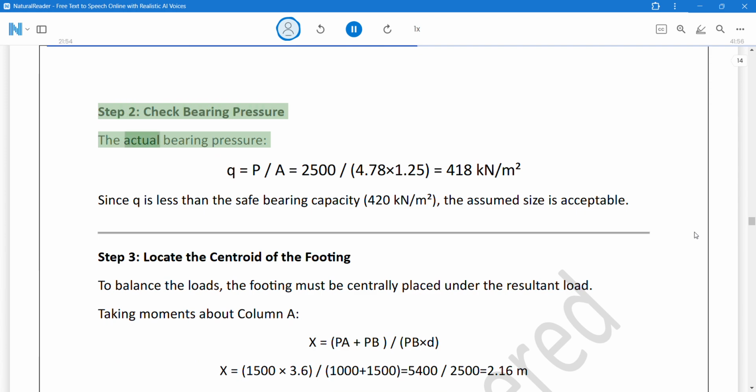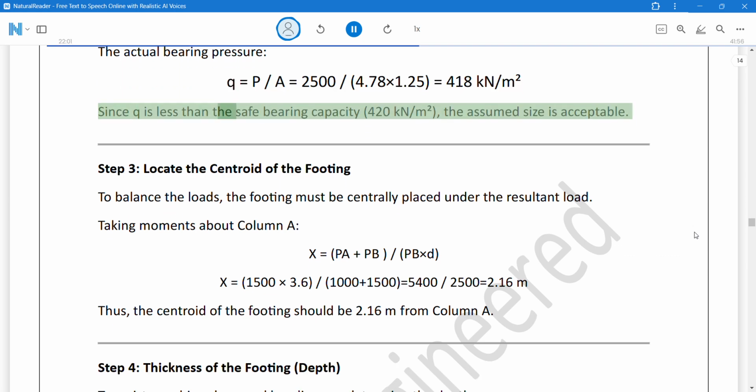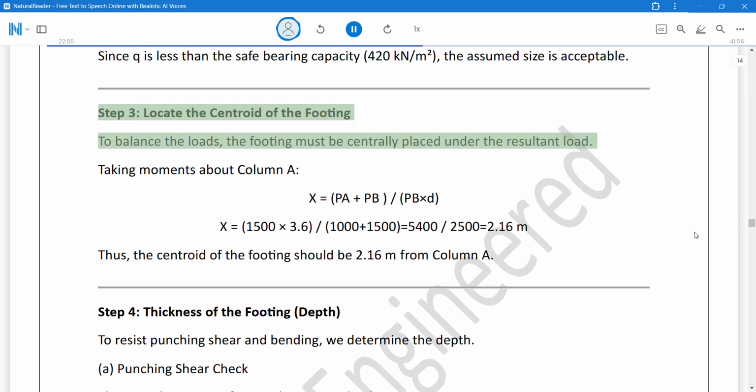Step 2. Check bearing pressure. The actual bearing pressure, q equals P divided by A equals 2500 divided by (4.78 times 1.25) equals 418 kN per square meter. Since q is less than the safe bearing capacity, the assumed size is acceptable.